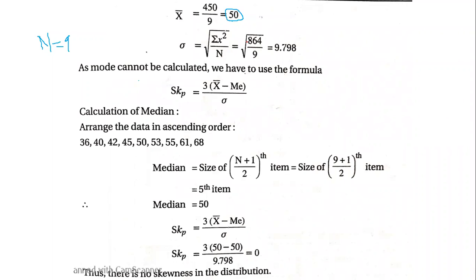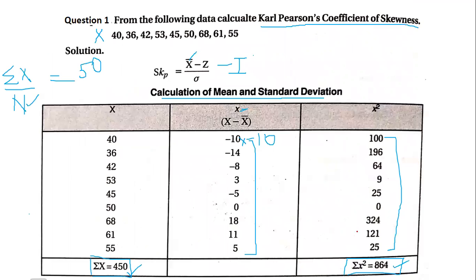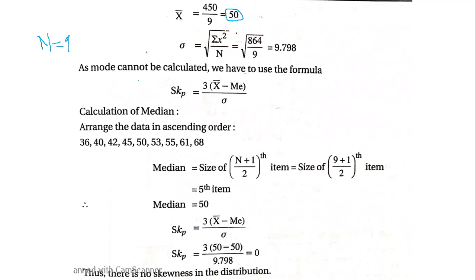We already calculated sigma x square, that is nothing but 864. So 864 is taken here, divided by n, which is 9. Now when you simplify this, you get a standard deviation of 9.798. Okay, so this is the standard deviation. So we calculated arithmetic mean, we calculated standard deviation.